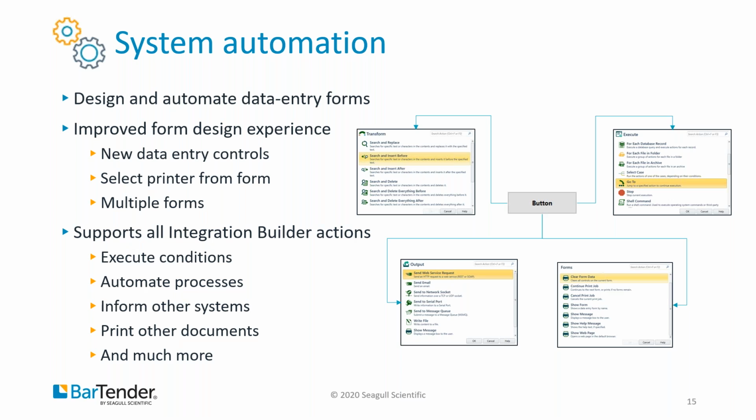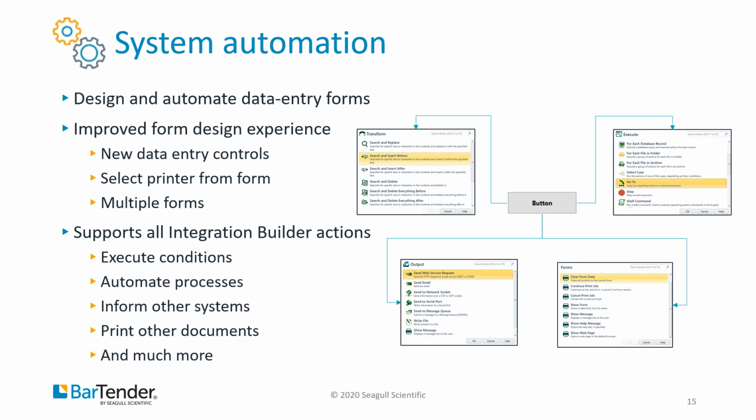We've also made designing data entry forms in BarTender easier and more intuitive. We've introduced new ways to select database records at print time by leveraging live database views from a form. We made it easy to control printer selection directly from your data entry forms. We've also made it possible to create forms that show conditionally based on a user's previous form selection. And that is just the start.